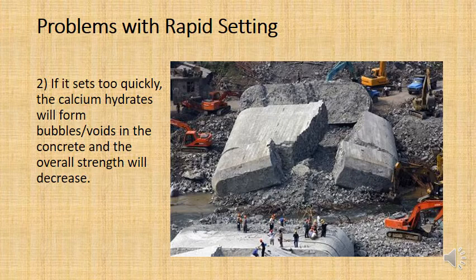But yeah, it was bubbly and that had no strength. Air did not give strength to the concrete. So you want the concrete to set reasonably slowly so calcium hydrate bubbles can escape. You're never going to get all of them out, but you want the bulk of them to leave the concrete.